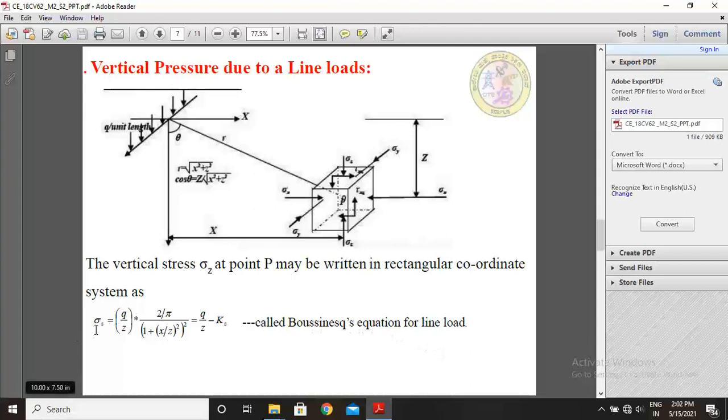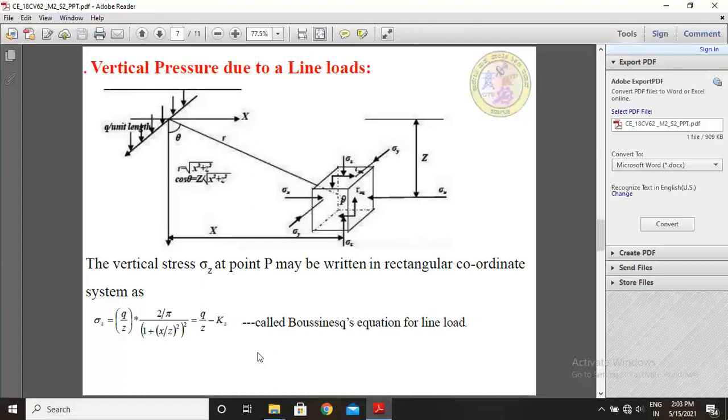From this equation, sigma z is the vertical stress at a depth z in kilonewton per meter square, and q is the uniformly distributed load per unit length, and z is the depth of the foundation in meters, and x is the distance from the foundation to the required point in meters. So then while substituting the values, we are calculating sigma z at a depth z with respect to x distance, in kilonewton per meter square.